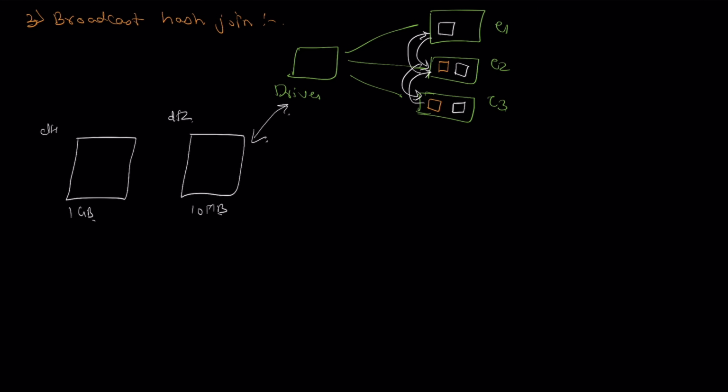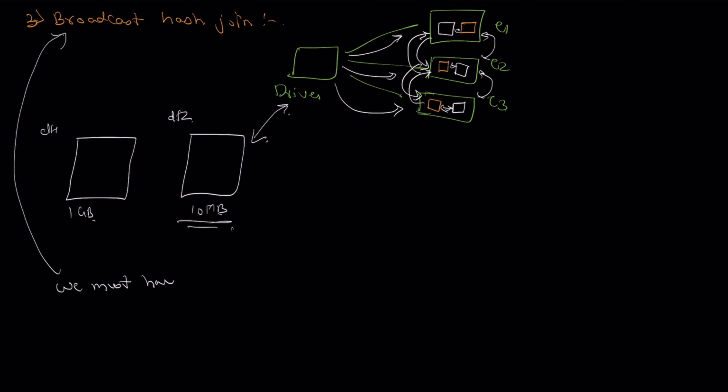Let's draw df1 in yellow and df2 in white. Since table 2 is way smaller in size, we can ship df2 to each of the executors. Now we can directly perform the join over here because we have the data within the executors. We don't need to shuffle the data across the executors, and hence we have avoided the shuffling of data. So we can conclude that for broadcast join, we must have one smaller table.